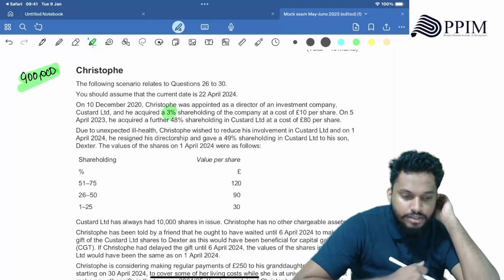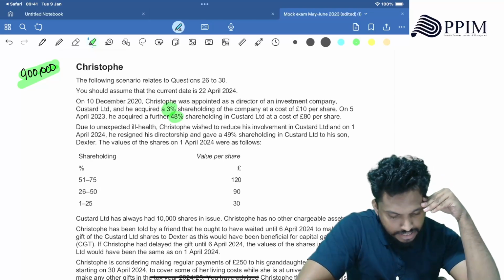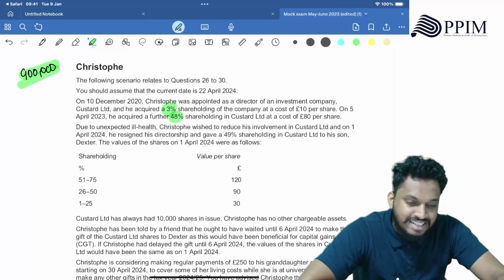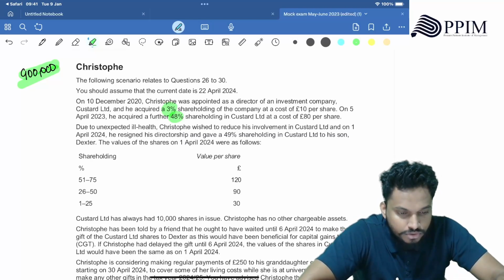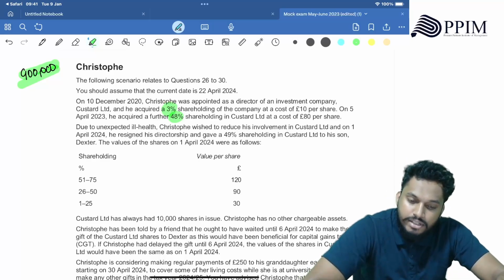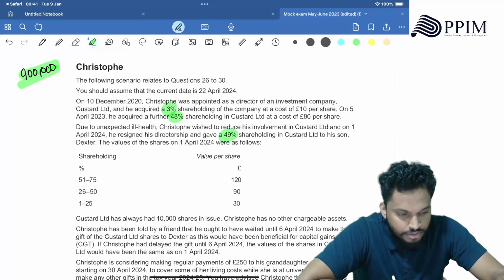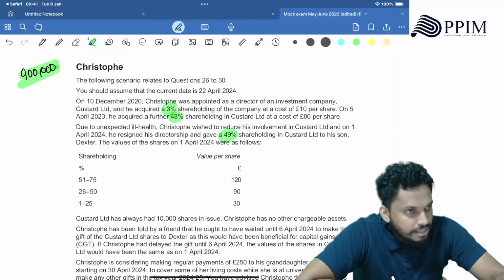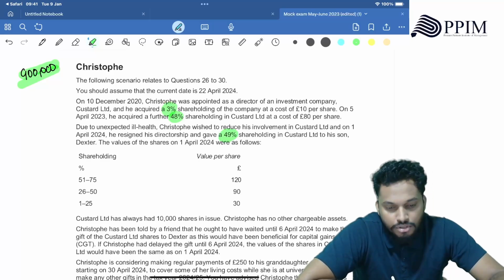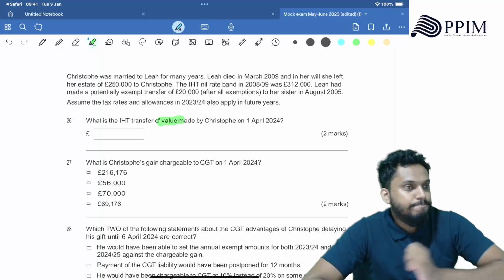Then on 5th of April, he acquired a further 48% at a cost of £80 per share. Due to unexpected ill health, Christopher wished to reduce his involvement in Custard Limited on 1st of April 2024. So he resigned his directorship and gave 49% of the shareholding to his son Dexter. The values of the share were as follows: 51 to 75% means the value is £120. 26 to 50% means the value is £90. 1 to 25% means the value is £30. So they are asking us to determine the IHT transfer value of the shares which was made, isn't it?